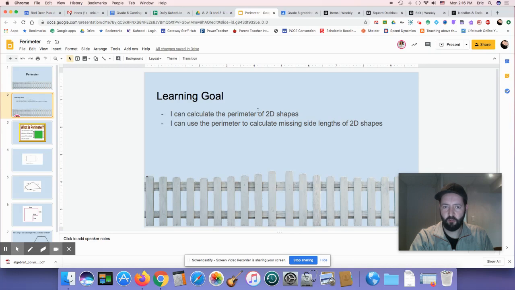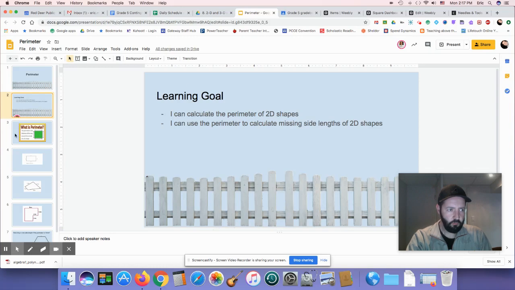So in the first learning goal, we're going to give you all the side lengths, and you'll have to use that to calculate the perimeter. And then in the second learning goal, we'll give you the perimeter, and you're going to have to use that to figure out what the side lengths of our 2D shape are, okay?